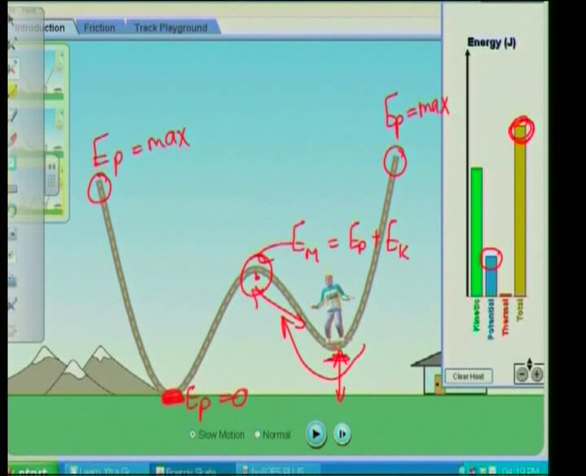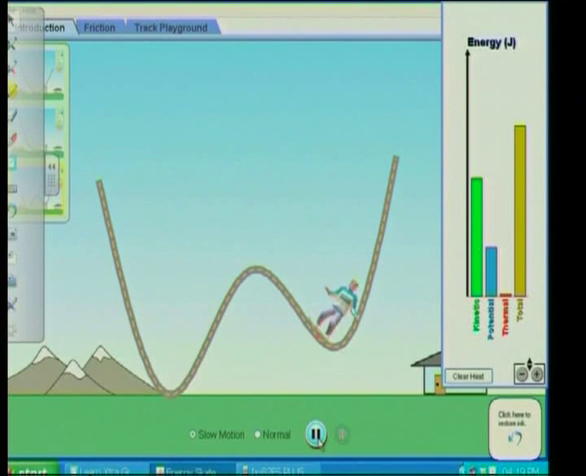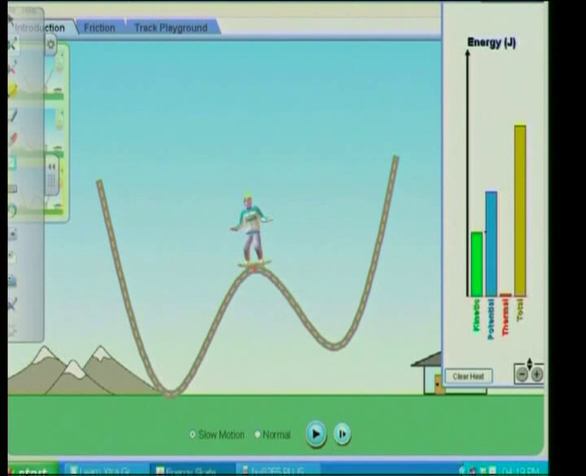But I don't need to get to a point where both potential and kinetic are 0. So if we let him carry on, and step it a little bit, once again, he has potential, has kinetic, and the total doesn't change. Are we getting how this works? This is really, really important.